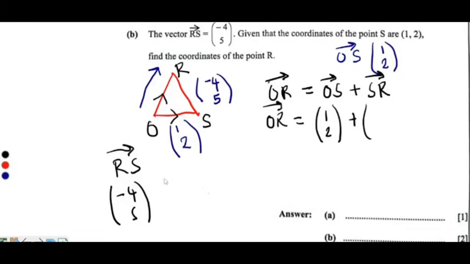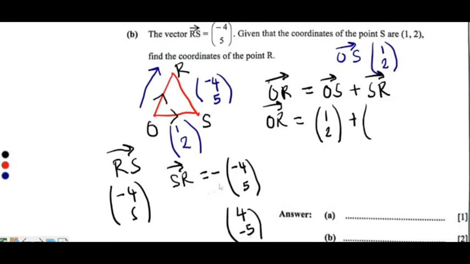But it's SR. If it's SR, it means there's a change in it. It's against the direction. So what you do is multiply this vector RS by a negative. So negative times negative is a positive, so it's 4. Negative times a positive 5 is negative 5. So this will be the position vector of SR because it's against the direction. So here we write 4, negative 5, like this.